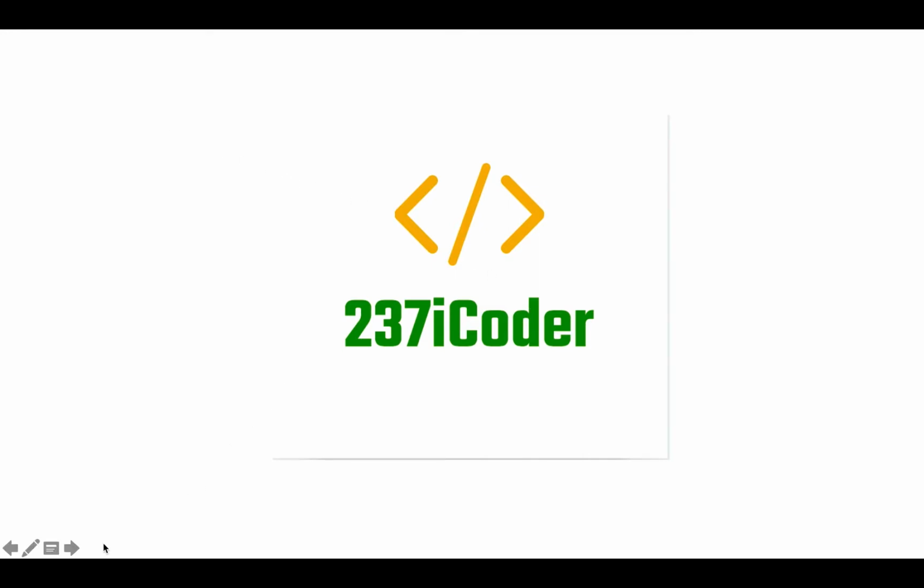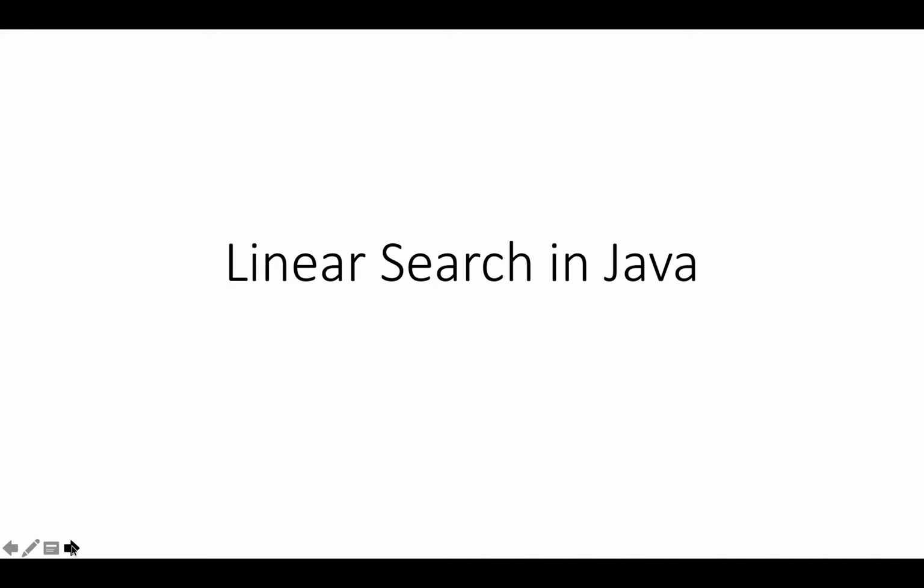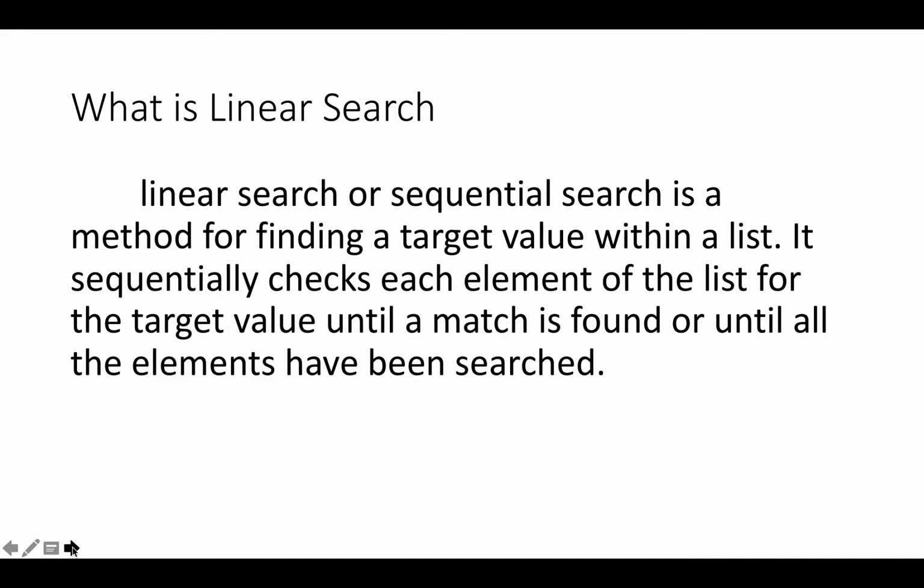This is 23 iCoder. Today we are going to learn how to do the linear search in Java. So what is linear search? Linear search or sequential search is a method for finding a target value within a list.